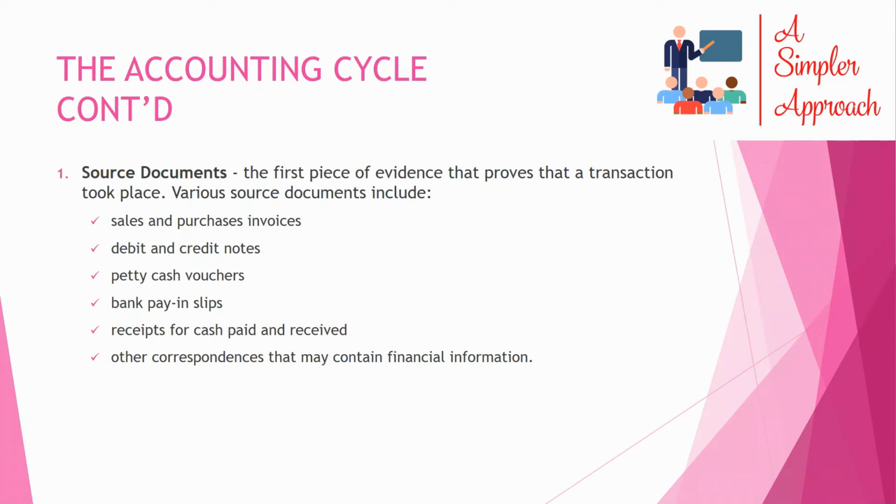Number 1, source documents. Source documents are the first piece of evidence that proves that a transaction took place. When you go to the supermarket to purchase grocery items, the first piece of evidence that you receive that proves that you bought your groceries is your receipt.